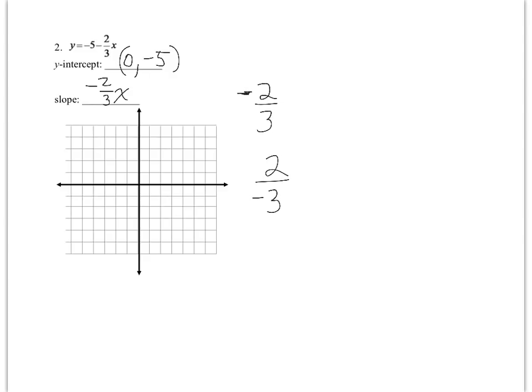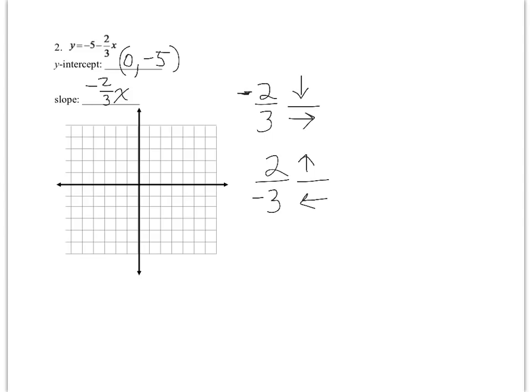So let's think. If I'm doing a slope of negative 2/3 where the negative sign is on the top, well, that means I'm going to go down 2 and to the right 3. If I'm doing 2 over negative 3, well, that means I'm going to go up 2 and to the left 3, right? It's just the exact opposite.